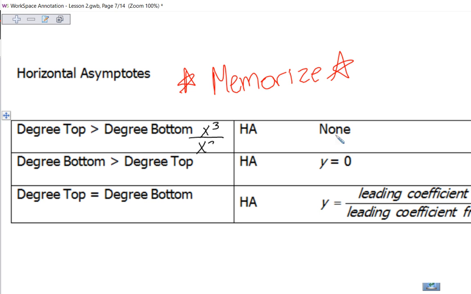Rule number 2, if the degree in the bottom is bigger than the degree in the top. So this time, if the x cubed is in the bottom and the x squared is in the top, the bigger degree is in the bottom, we call it bottom heavy. If it's bottom heavy, then your horizontal asymptote is y equals 0. And for the last one, if the degrees are equal, so that means I had x cubed over x cubed.